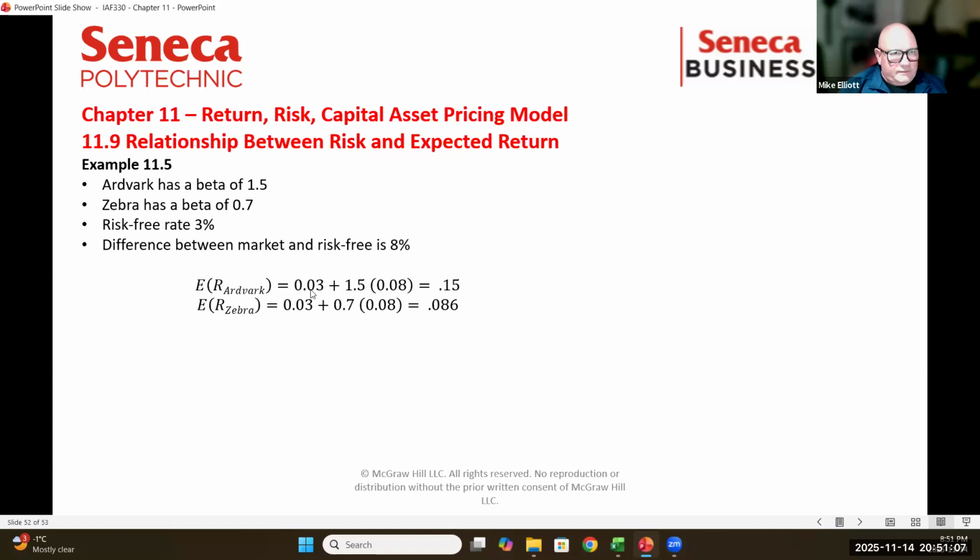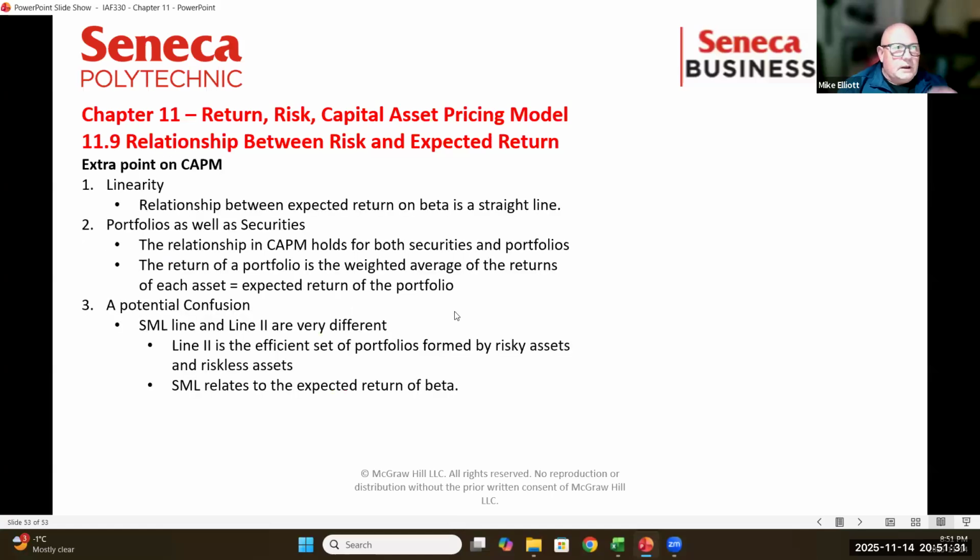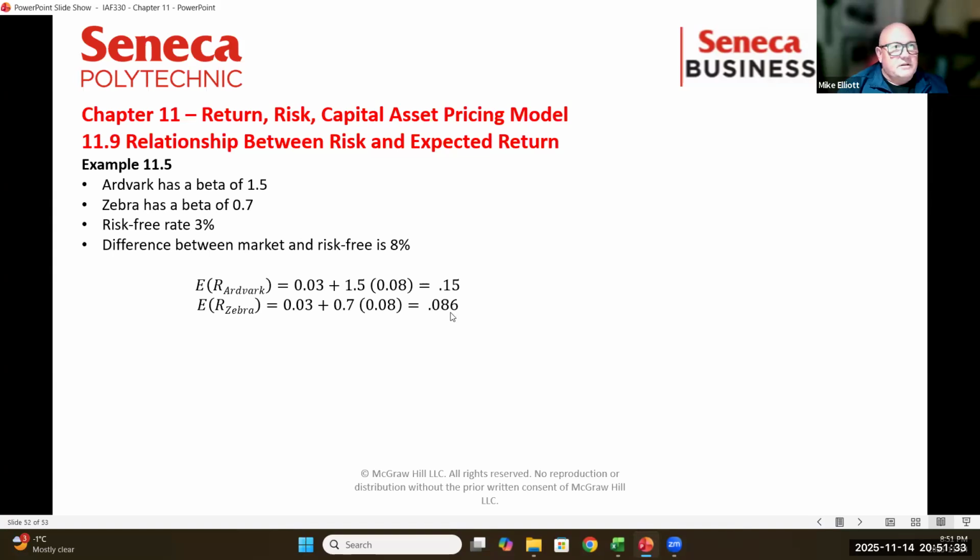So we have a risk-free rate plus 1.5 times the difference between the market and the risk-free rate of 8%, which is 0.15. The risk-free rate plus the beta times the risk premium of 8% is 0.86. That gives us the two examples of the difference between market and risk-free rates.